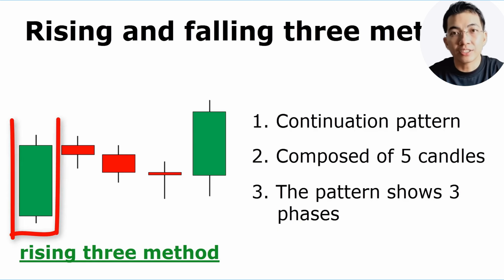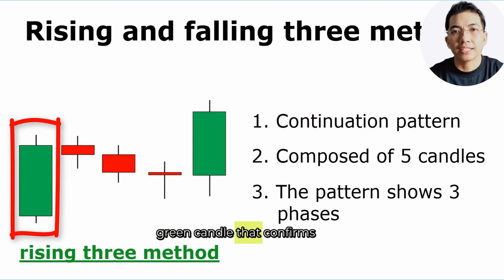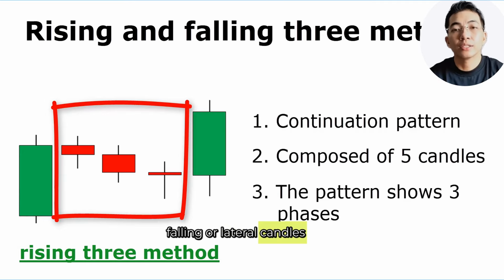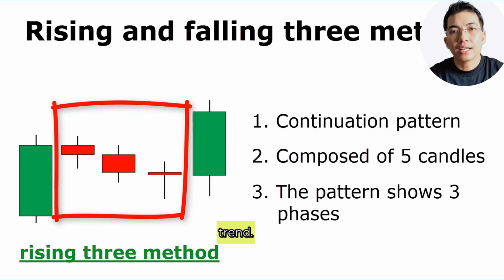The first phase is composed of a long green candle that confirms the uptrend. Then we have 3 falling or lateral candles that hold within the long green candle's high-low range. Ideally, we have 3 red candles with a small real body and small shadows, but it is still acceptable if one of these candles is green with a small real body or a doji. This second phase is showing a period of rest from the battle between buyers and sellers. Usually traders say that this is a consolidation phase after a strong trend.